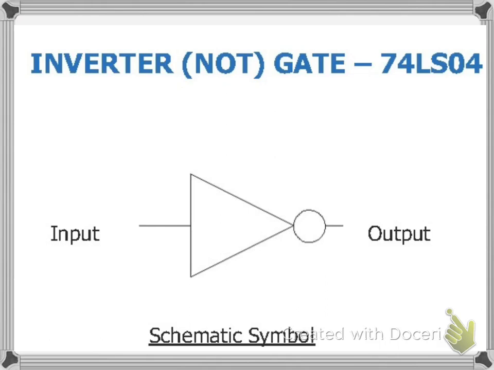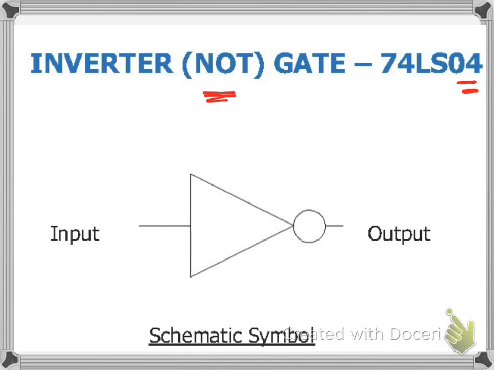So here we have an inverter, or frequently referred to as a NOT gate. The part code is a 74LS series. LS stands for low power Schottky. We'll talk about that more in week 5, but the last two numbers of the part code identify this as an inverter gate. So we have an input and an output.